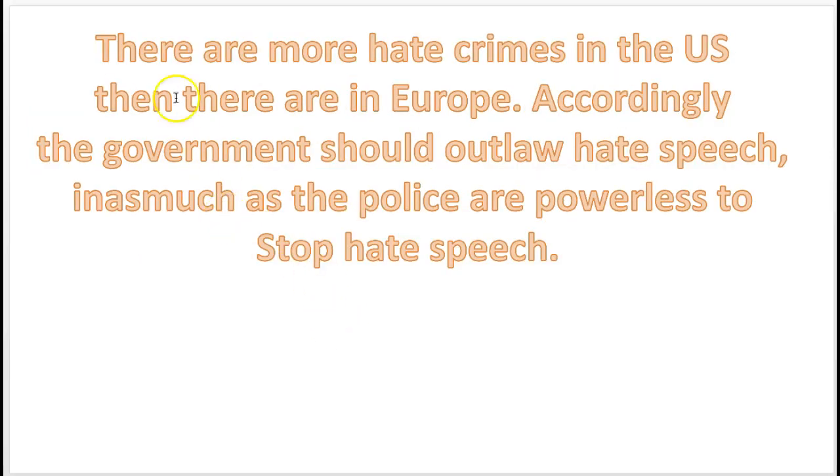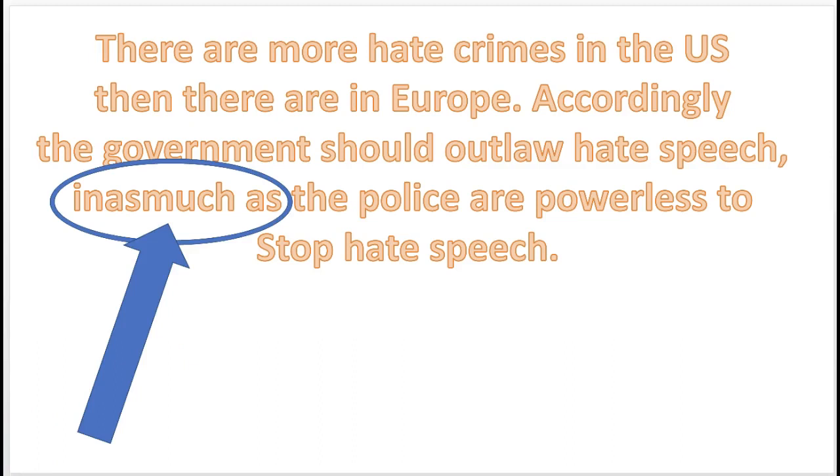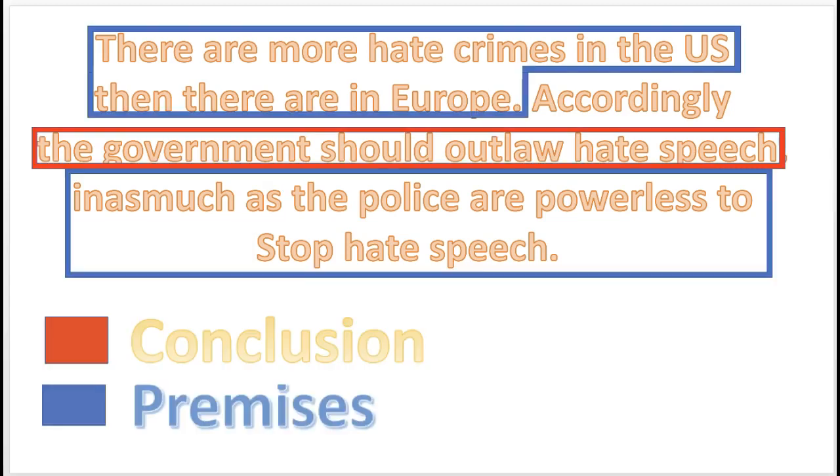Here is another practice problem. There are more hate crimes in the U.S. than there are in Europe. Accordingly, the government should outlaw hate speech, inasmuch as the police are powerless to stop hate speech. Identify the premise indicator. The answer is, that's correct. The premise indicator is inasmuch as. Now, identify the premise and the conclusion. The answer is, that's right. The premises are in the blue squares, and the conclusion is in the red square.